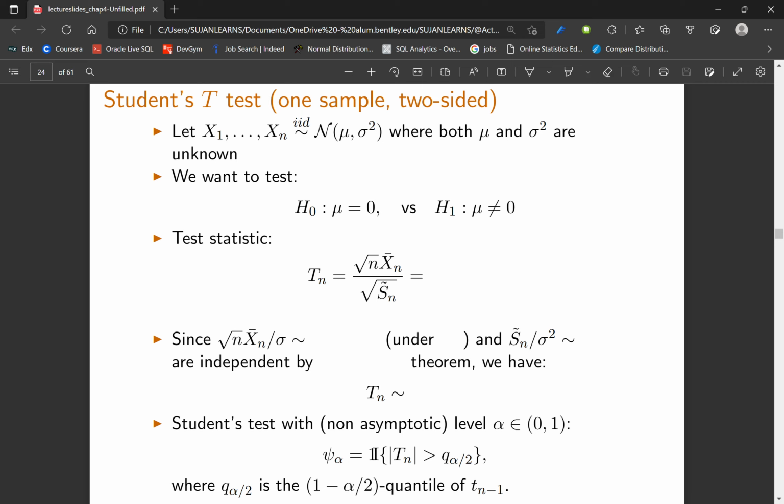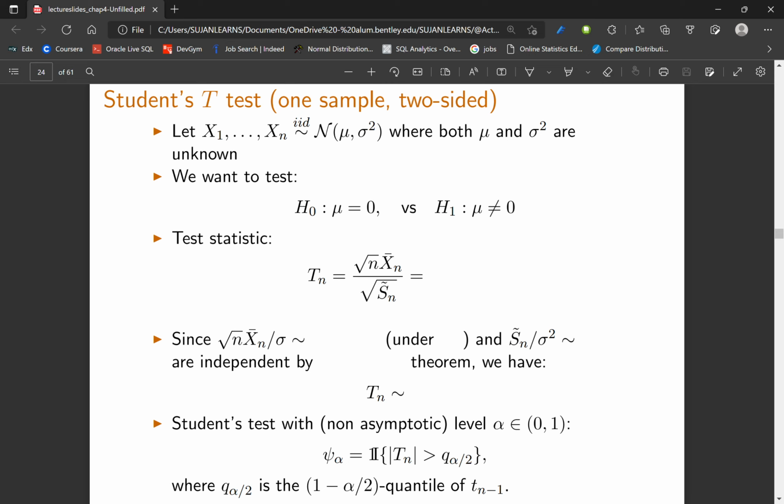Just for an overview, when we do the student's t-test distribution, we won't be using quantiles of the Gaussian distribution, but instead we'll be using quantiles of the student's t distribution. Now, let's deep dive into this topic.